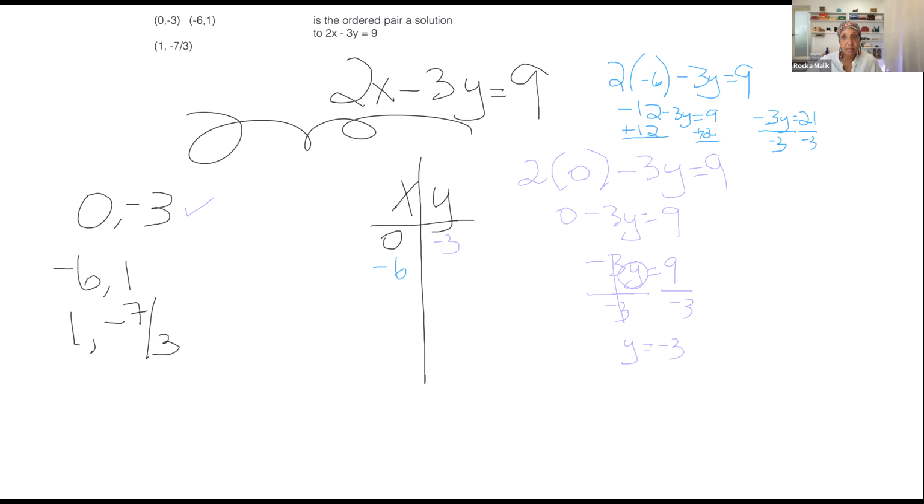So I have y equals -3 times -7 will give me +21. So my point is -6, -7, and not this.